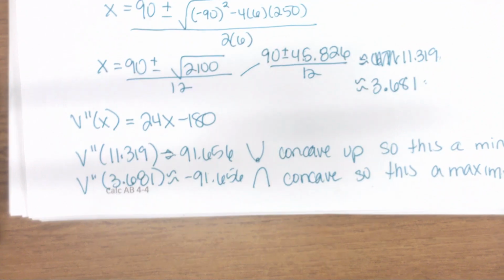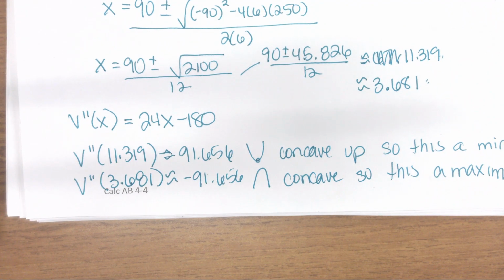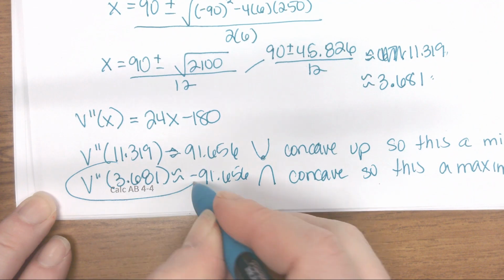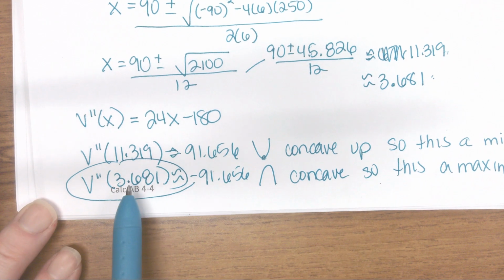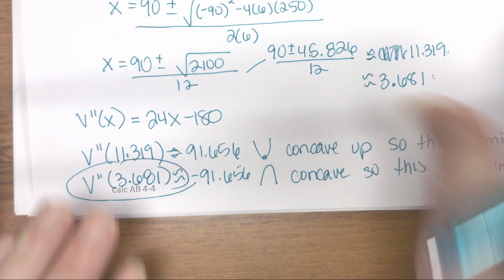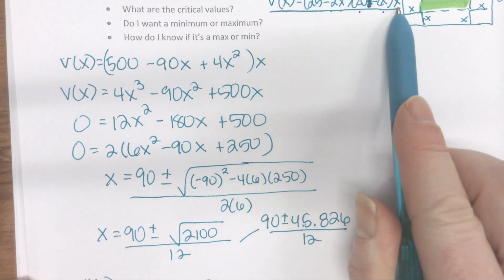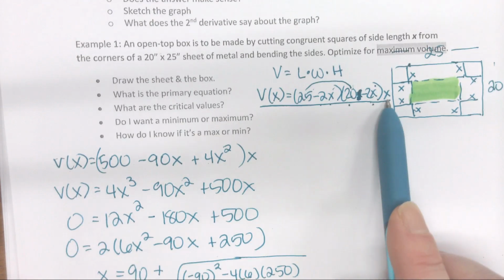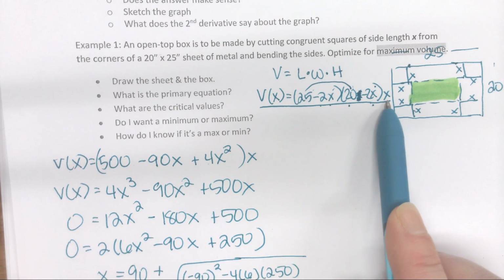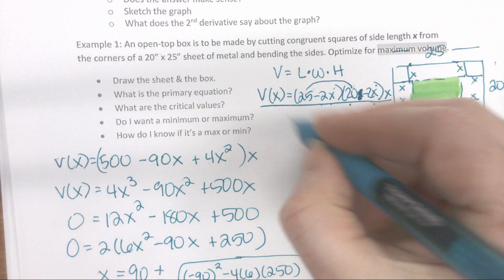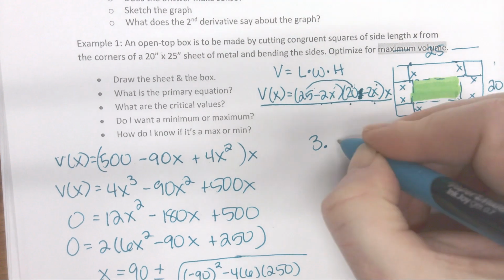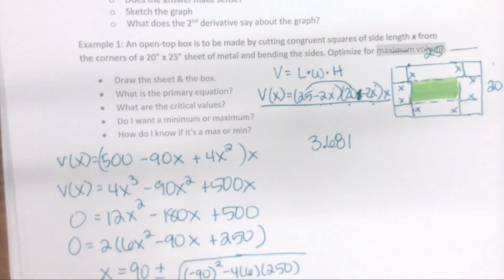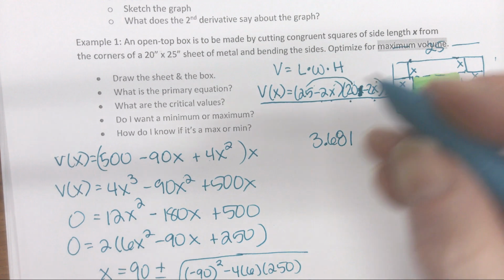Remember we wanted to find the dimensions of the box, right? And the 3.681 would be x. So that gives me the height of the box, right? 3.681. What were the units? This is inches.